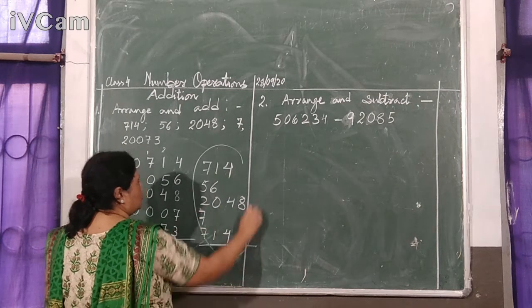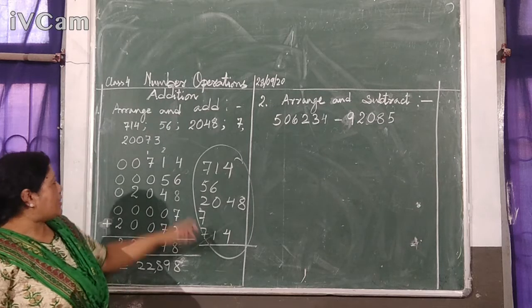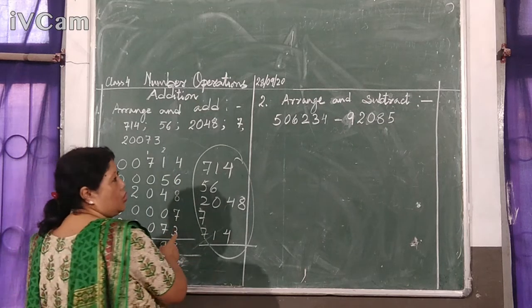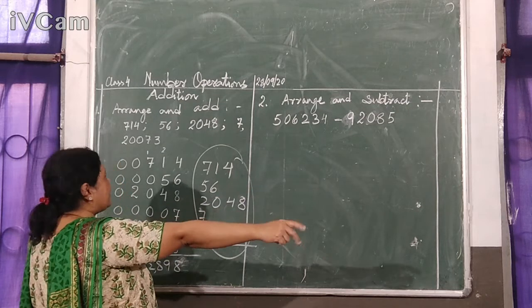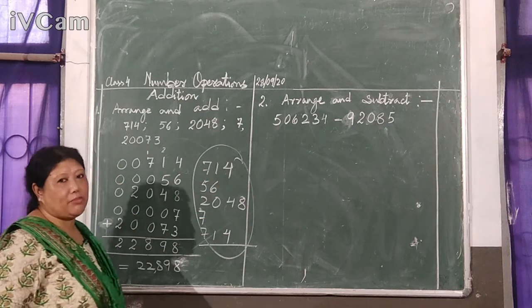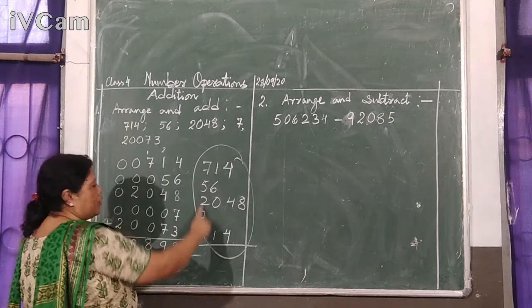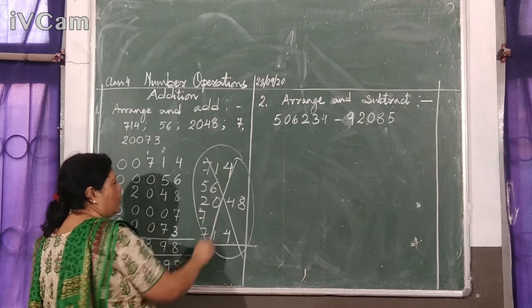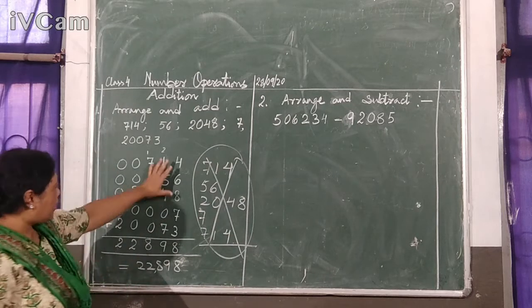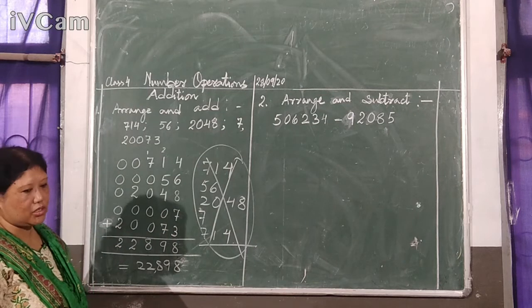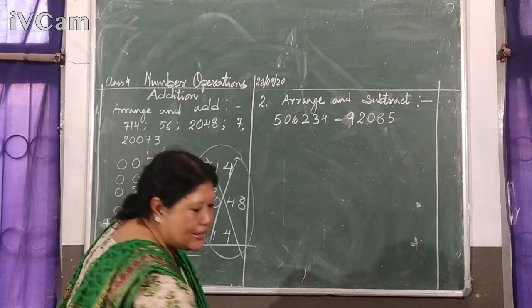This is wrong. Ones, start from ones place. When you turn to the blackboard, your right hand side will be ones place. Not this side. So ones, start from here, not this one. This is wrong. So arrangement is very, very important in addition and subtraction. So that was addition.